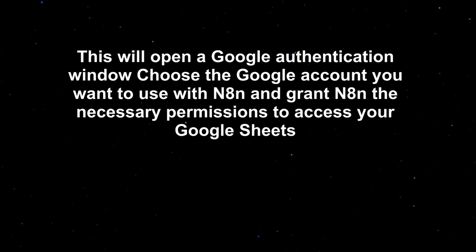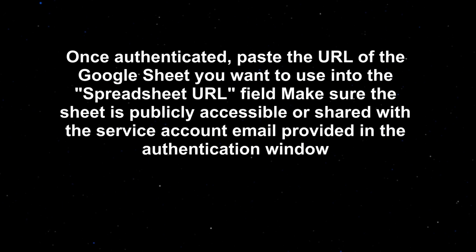Choose the Google account you want to use with N8n and grant N8n the necessary permissions to access your Google Sheets. Once authenticated, paste the URL of the Google Sheet you want to use into the Spreadsheet URL field. Make sure the sheet is publicly accessible or shared with the service account email provided in the authentication window.